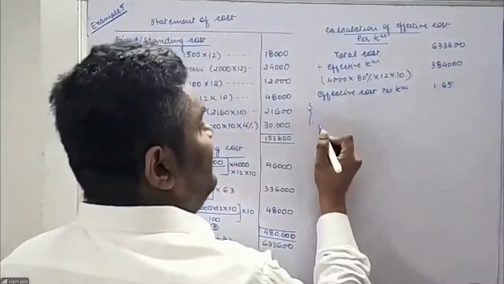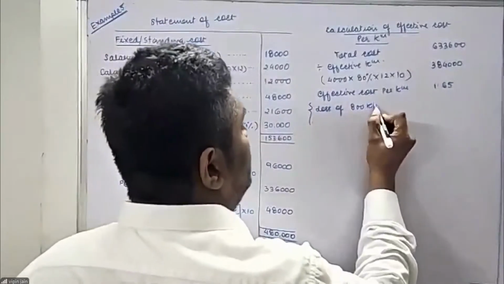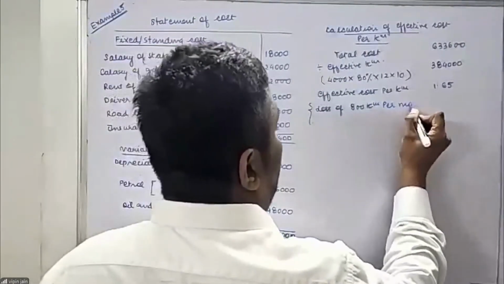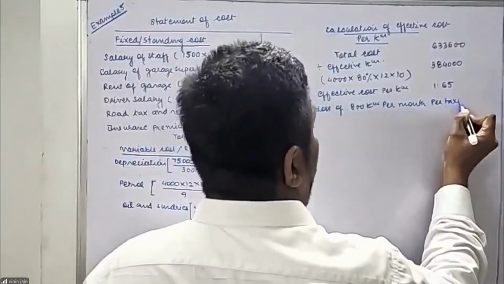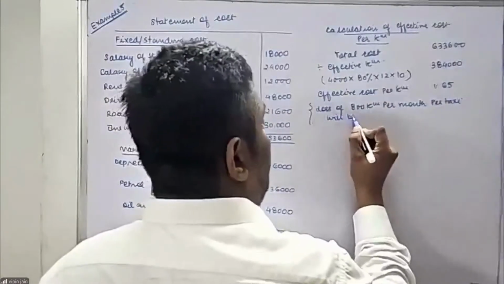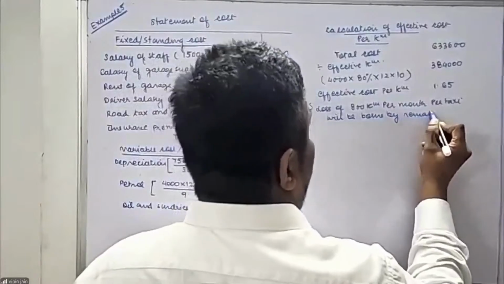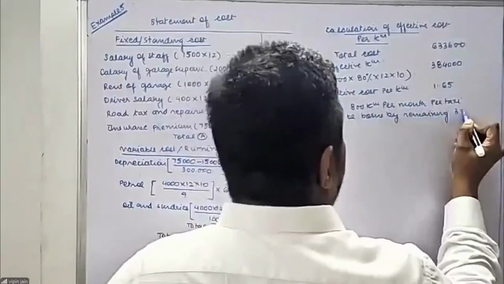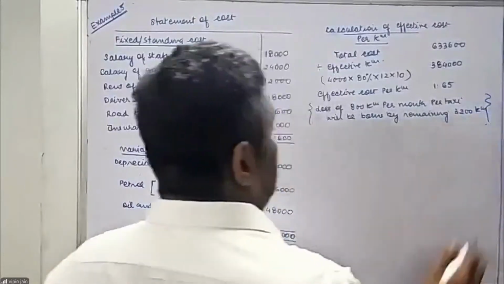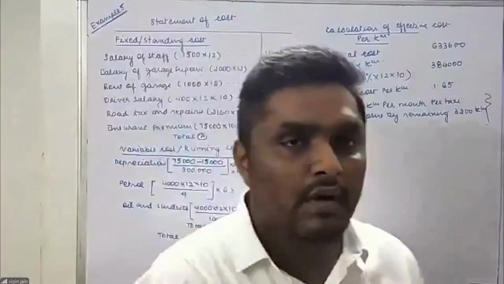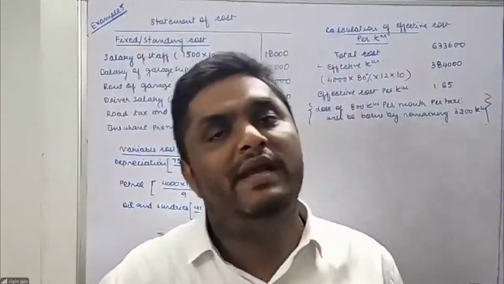In short, I'm writing an explanation also. The loss of 800 kilometers per month per taxi will be borne by the remaining 3,200 kilometers. In short, we can say this 20% is my normal loss, which will be absorbed by the remaining 80% kilometers.